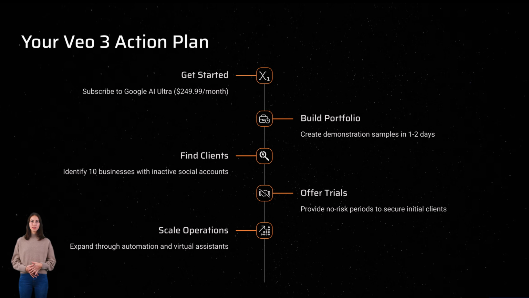Show them. Offer a free trial or discounted first project to lower the barrier. Let them experience the value with no risk. Once they see what Veo 3 content looks like, they'll be sold. From there, scale your operations. Automate your delivery process using scheduling tools, form builders, and prompt templates. Bring on virtual assistants as needed.